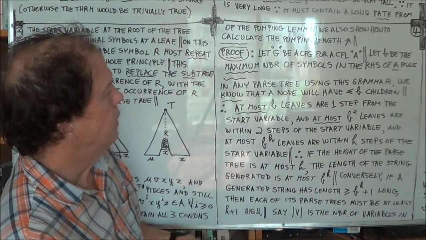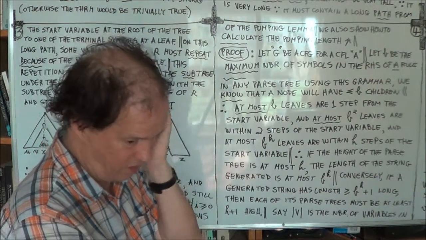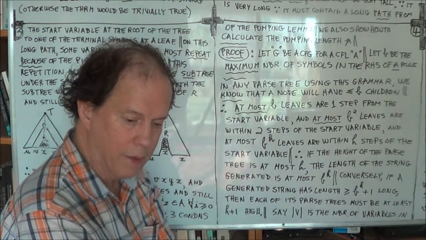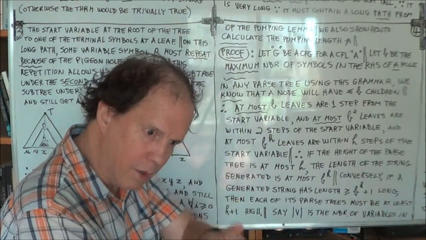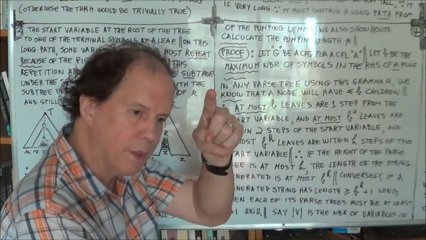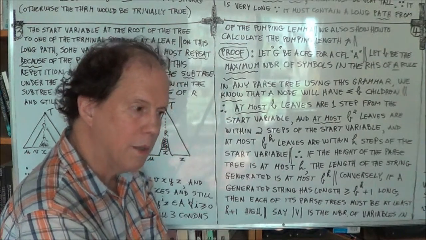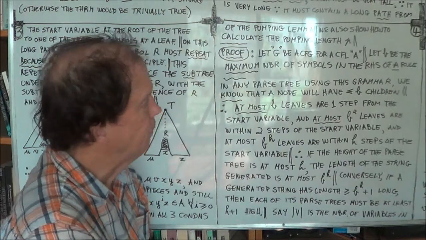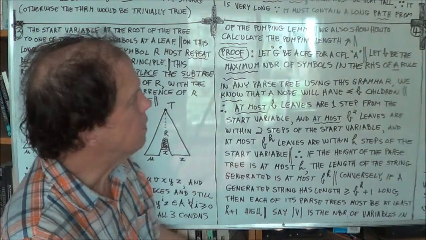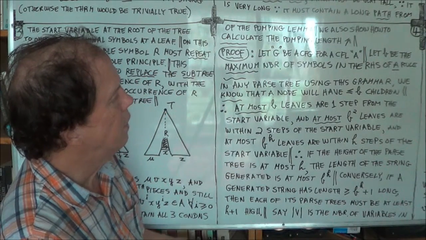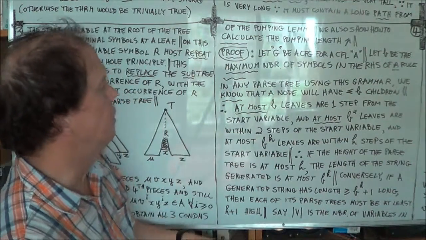All right? Now, we're going to use that. We're going to play with this idea for quite a while, and with it, deduce that there has to be a repeated variable down the path from the start symbol to the terminal symbol, down that derivation path in your parse tree. Okay. Right, so we now know what little b is. It's the maximum number of symbols on the right-hand side of your rule. Okay.